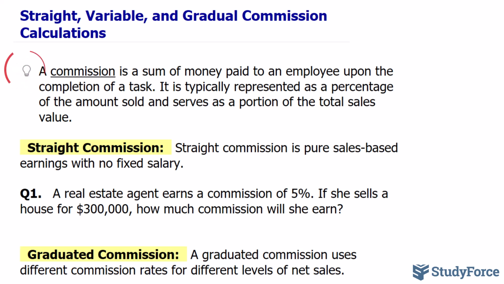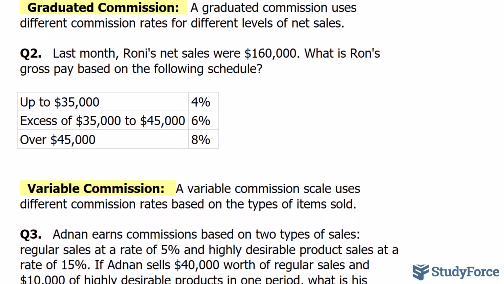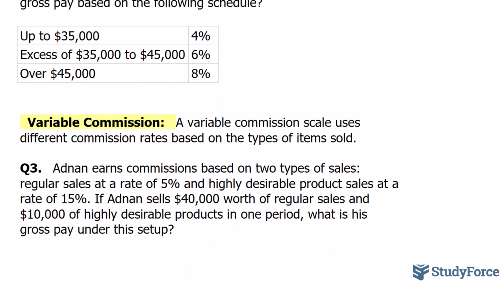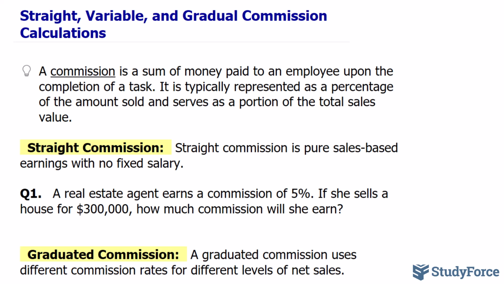A commission is a sum of money paid to an employee upon the completion of a task. It is typically represented as a percentage of the amount sold and serves as a portion of the total sales. In this lesson, we'll look at three different kinds: straight commission, graduated commission, and finally variable commission. Let's begin with the first.